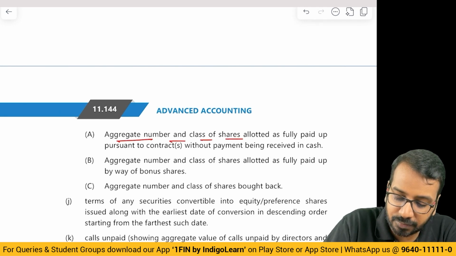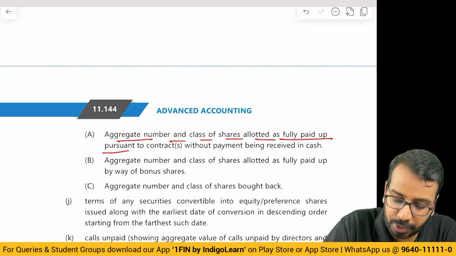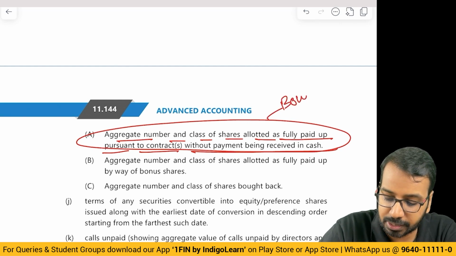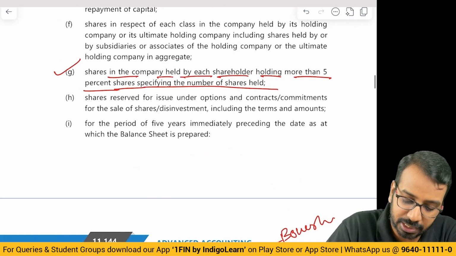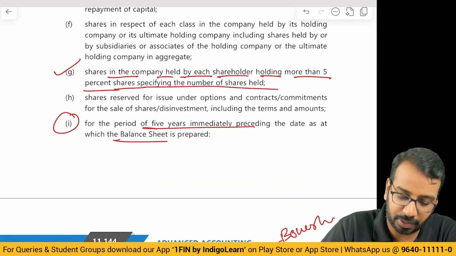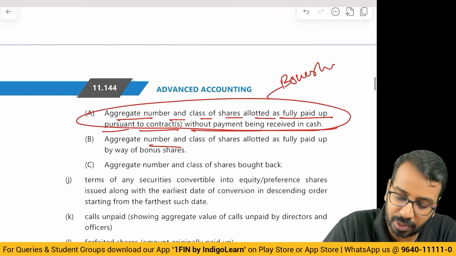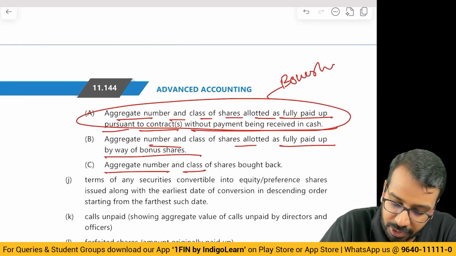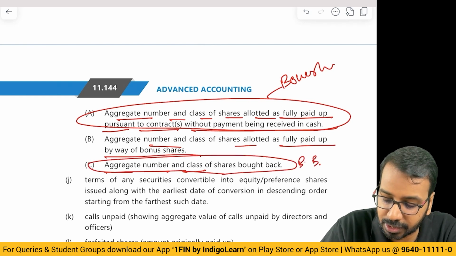Aggregate number and class of shares allotted as fully paid up pursuant to contracts without payment being received in cash. This is your bonus shares. These bonus shares you will disclose for a period of 5 years. Aggregate number allotted as fully paid up by way of bonus shares. Aggregate number and class of shares bought back. So if there is a buyback, we have a different chapter there.